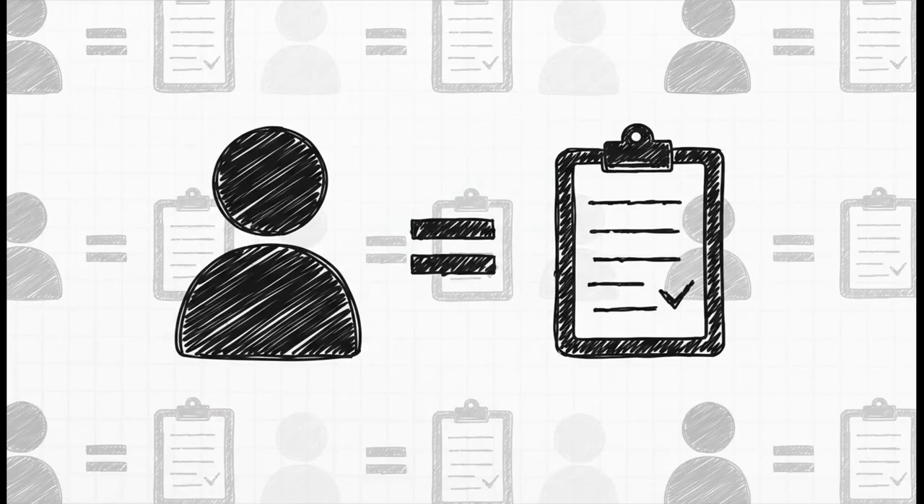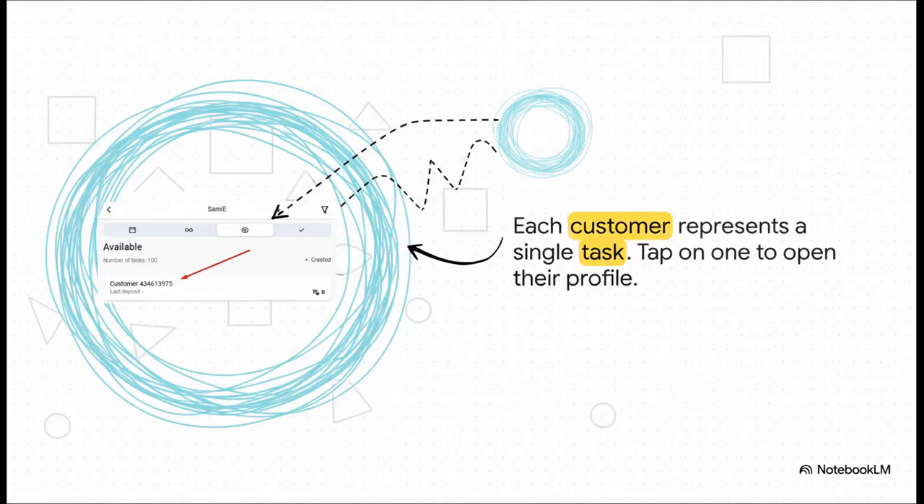Once you're in that Available view, you'll see a whole list of people. In this system, think of each customer as one single task. So your next move is simple. Just pick one from the list and you're ready to roll. To get things going, just tap anywhere on the customer's name in that list. That's going to open up all their details and get you set up for the call.